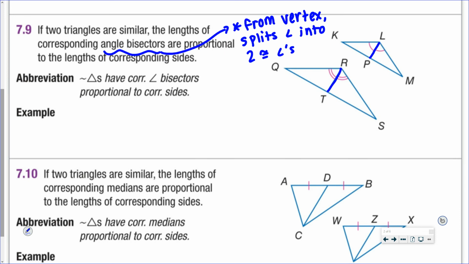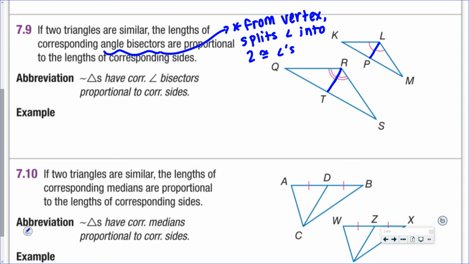Here's a little test for you. Do you remember what the point is called where all the angle bisectors intersect? Incenter. Nice. Incenter. Okay, that doesn't have anything to do with this. This is just fun. That was a trivia question.